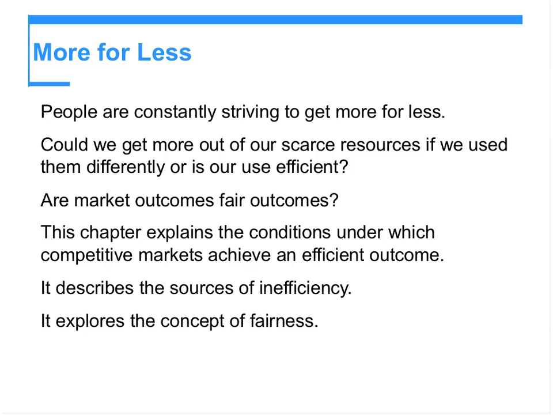But this chapter explains the conditions under which competitive market achieve an efficient outcome. So it's all about, in a competitive market, that different suppliers are supplying different products, and there is significant demand for the product. How the price and value is going to be different from customer point of view, and cost and price is going to be determined by supplier point of view. So it describes the source of inefficiency and explores the concept of fairness. So this is more or less what we're going to get in this chapter.